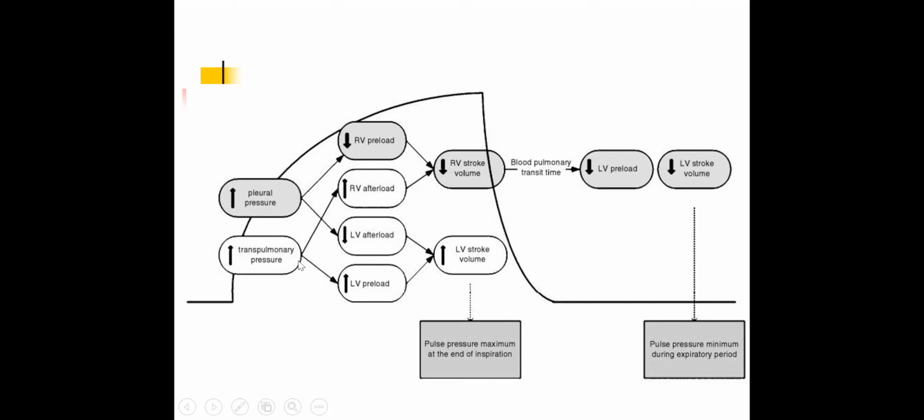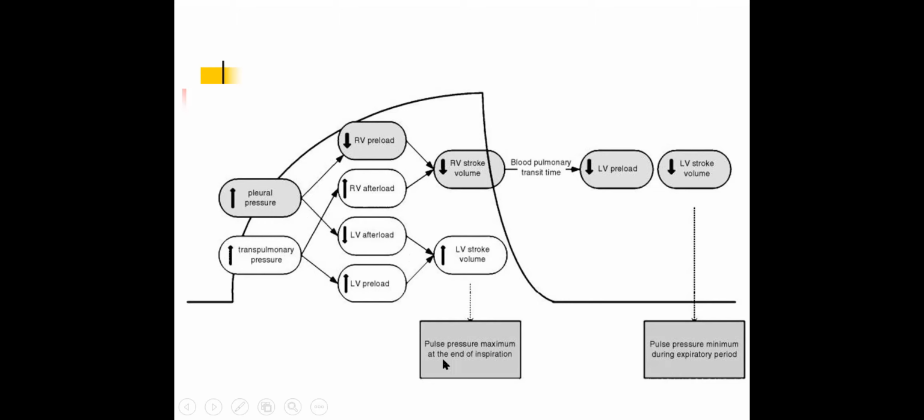Whereas an increase in transpulmonary pressure leads to an increase in RV afterload and an increase in LV preload. We have discussed the physiology behind that. So the result of a decrease in RV preload and an increase in RV afterload ultimately leads to a decrease in RV stroke volume and an increase in LV stroke volume at the peak inspiration period, right?